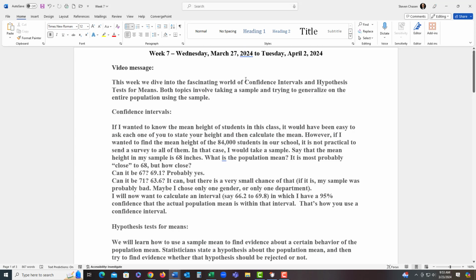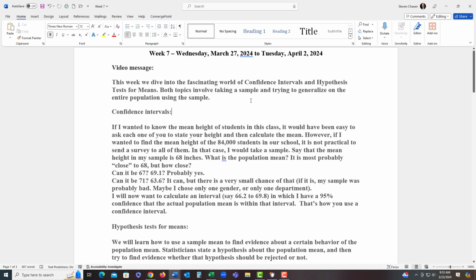Now that the midterm is over, in the first half of the class we learned about descriptive statistics. Now in the second half of the class we're going to learn about inferential statistics. And for week 7 we're going to learn more about confidence intervals and hypothesis testing for the mean.